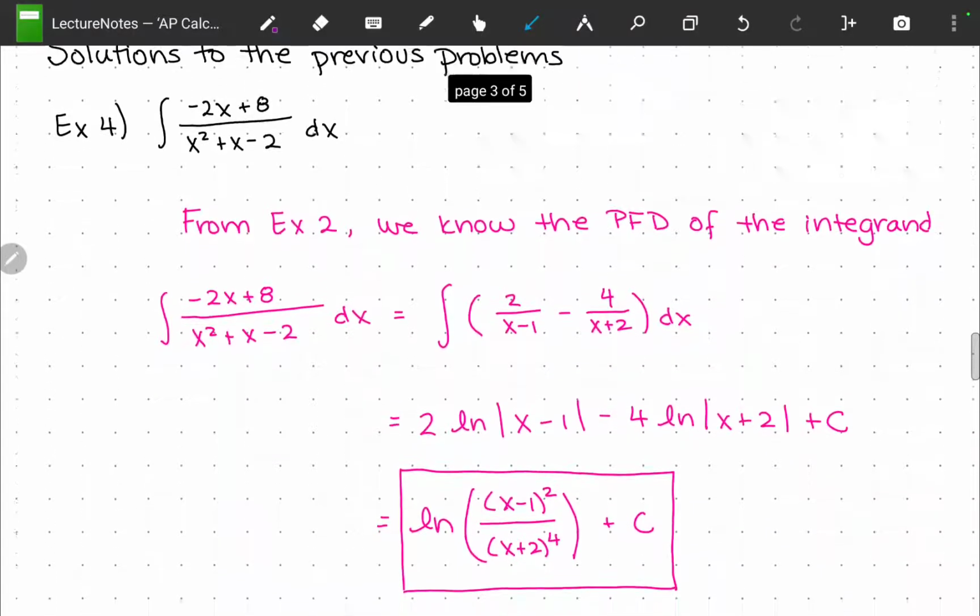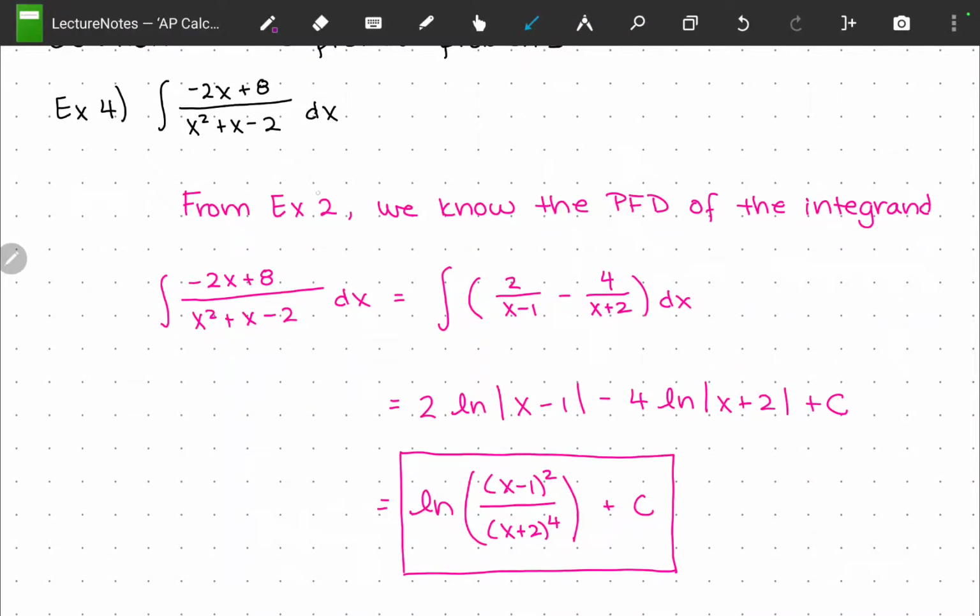All right, here we go. Here's the first one, very straightforward. Like I said, we already did the PFD, so here's a partial fraction decomposition. We broke it up into this, and then these are just natural logs. And so there's the answer.